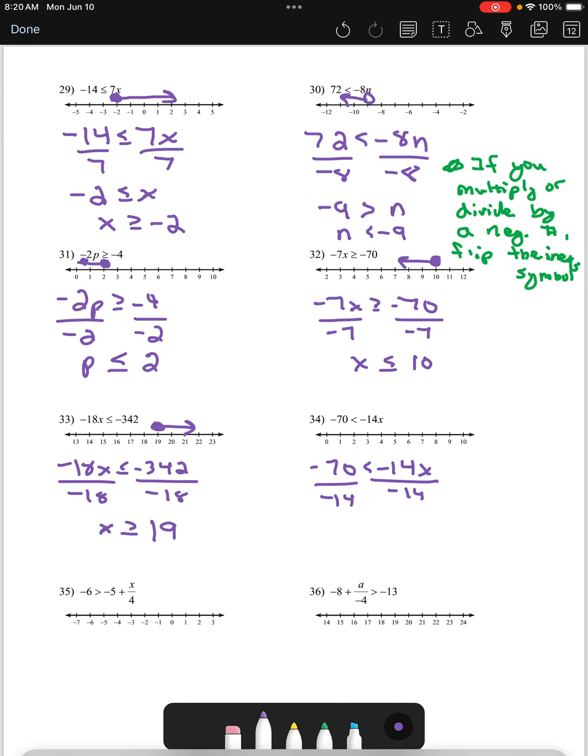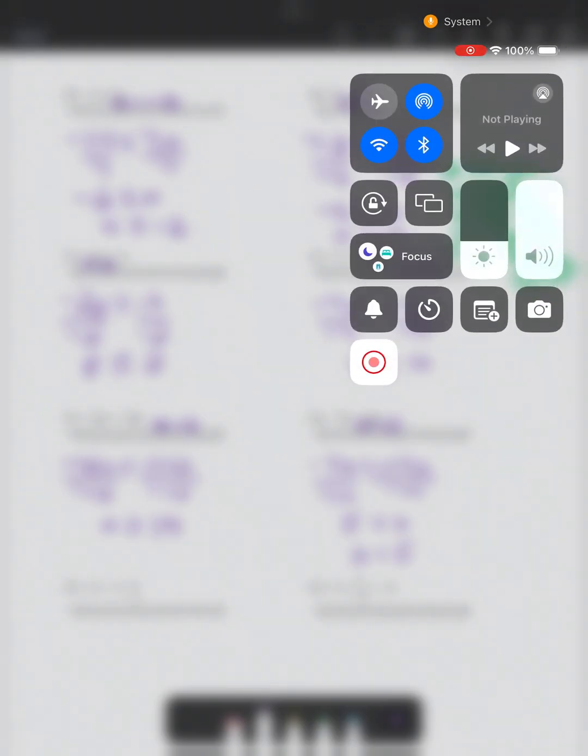And finally for today, number 34, we're going to have to divide both sides by -14. Because we're dividing by a negative number, we are going to flip the inequality symbol. -70 divided by -14 is +5. We flip the inequality symbol to a greater than. We write our x. Before we graph, we spin that entire statement around so that x is first, just so I make sure I'm reading this properly. X is less than 5. Open circle at 5, arrow to your left.